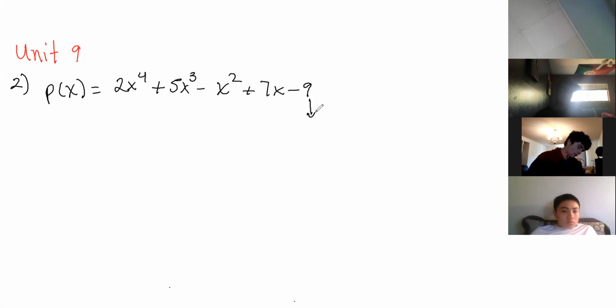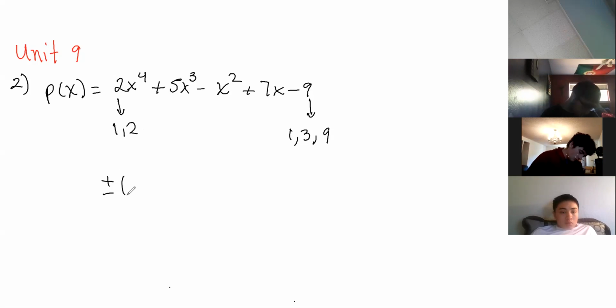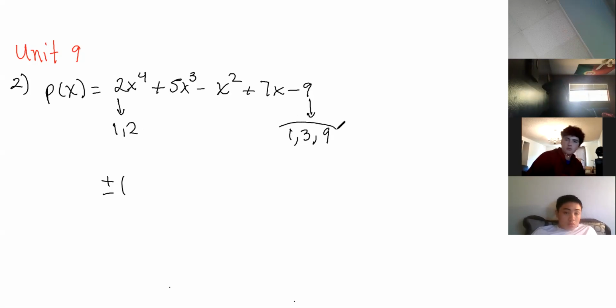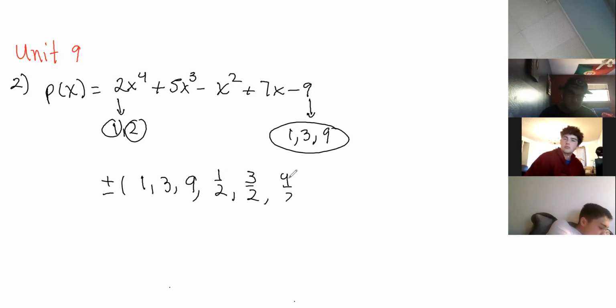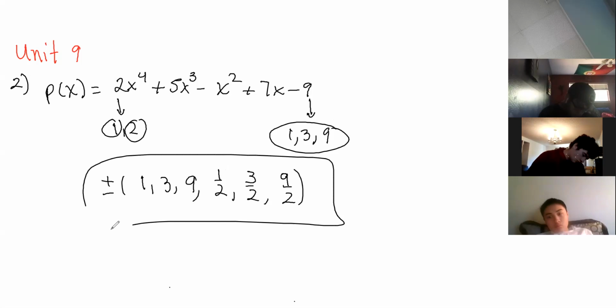What are the factors of 9? 1, 3, and 9. What are the factors of 2? 1 and 2. Plus, minus. Does anybody remember what we did here? 1/1, then 1/2. Each number on the right divided by each number on the left. Correct. So we do 1, 3, 9 divided by 1, which would give us 1, 3, 9. And then take them all and divide them by 2, which would be 1/2, 3/2, and 9/2. And that's your possible rational roots.